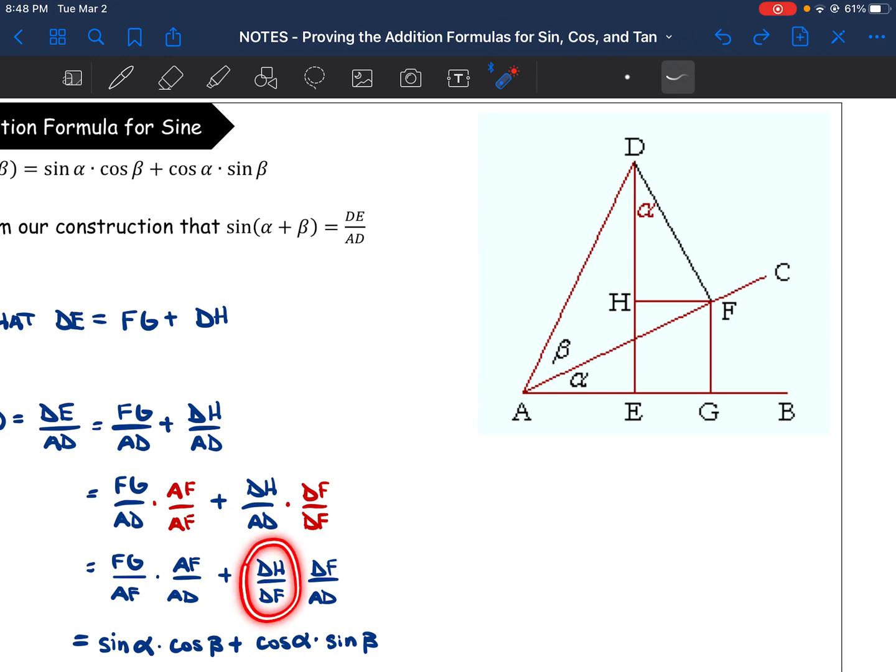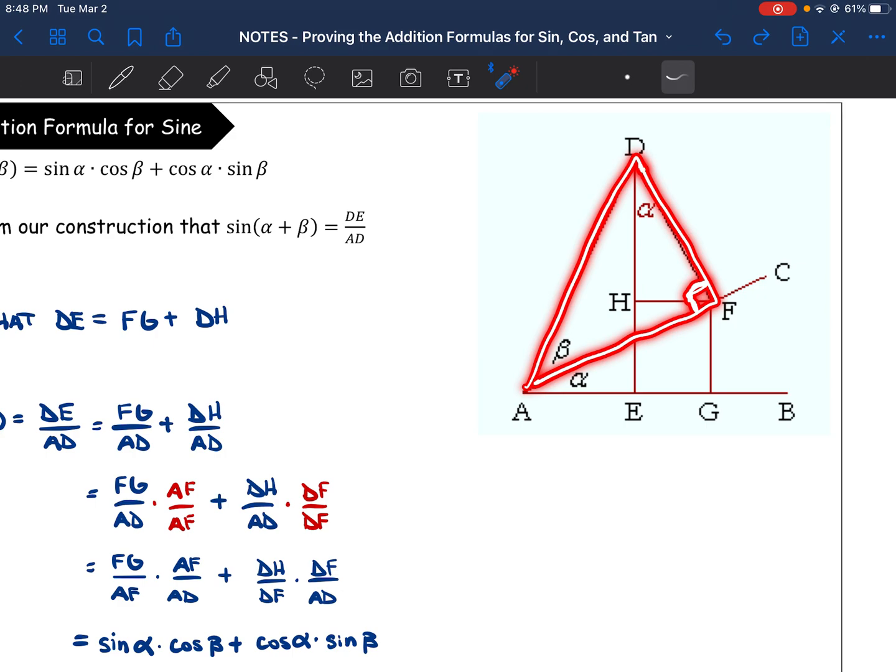Okay, next, DH over DF, so here's DH, here's DF, so we're looking at this right triangle here. Well, DH over DF is just going to be the cosine of alpha, because here's the adjacent, here's the hypotenuse. And then lastly, DF over AD, so here's DF, here's AD. Looking at this 90-degree triangle right here, that's going to be the sine of beta. Sine opposite, there's the DF, hypotenuse, there's AD.